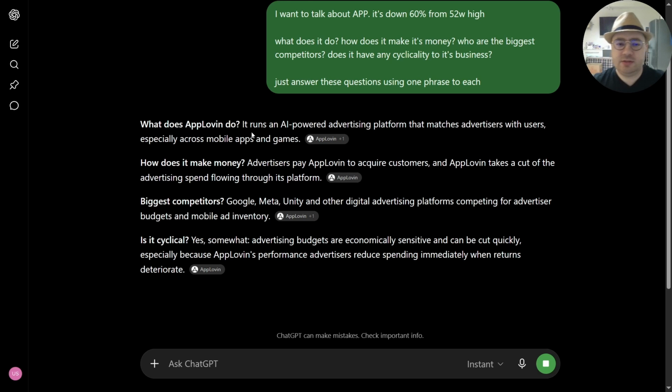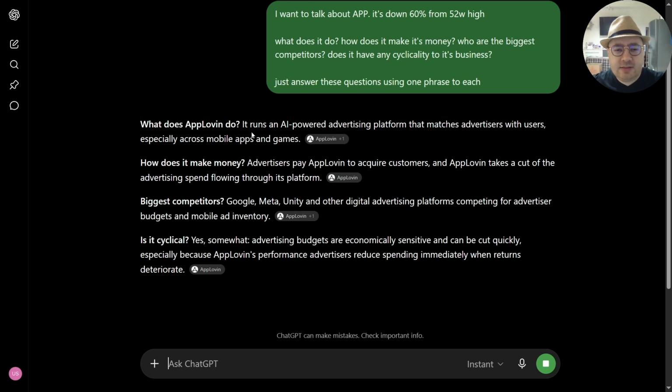That's what advertisers do. They pay Meta to show ads on Instagram and Facebook. So AppLovin takes a cut, just like Meta and Google. Biggest competitors, Google, Meta. Oh, it's like already a rough neighborhood when you said Google and Meta. It's like, okay. Unity and other digital advertising platforms. Unity is very weak, so I wouldn't be worried about that.